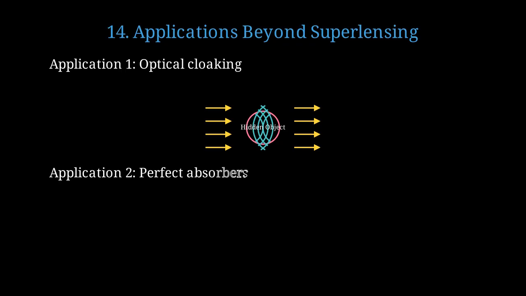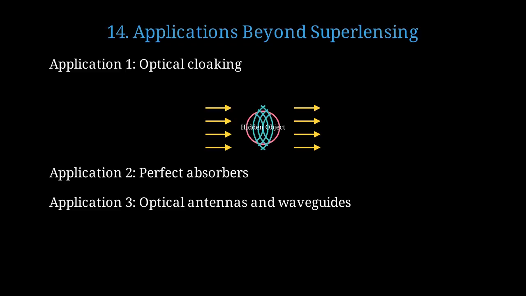Second, perfect absorbers that trap and dissipate all incident light at specific wavelengths. Third, optical antennas and waveguides with unprecedented control of light at nanoscale. Fourth, enhanced nonlinear optical effects due to strong field localization in metamaterial structures.